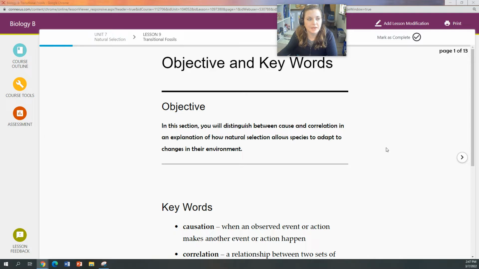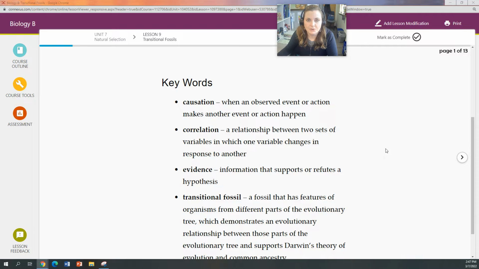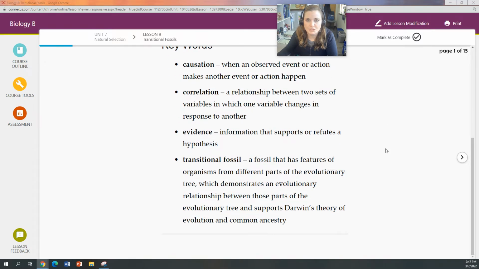Today we are going to be looking at Unit 7, Lesson 9 on transition fossils, and this will be the last recording that we have for Unit 7. So our keywords today are causation, correlation, evidence, and transitional fossil.